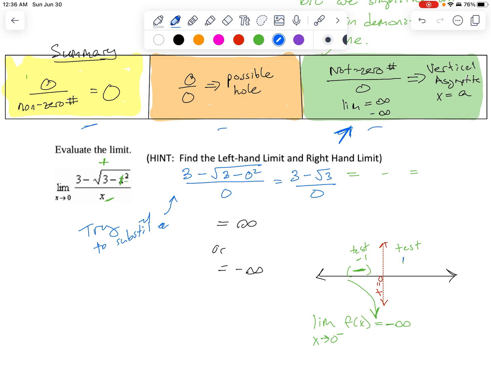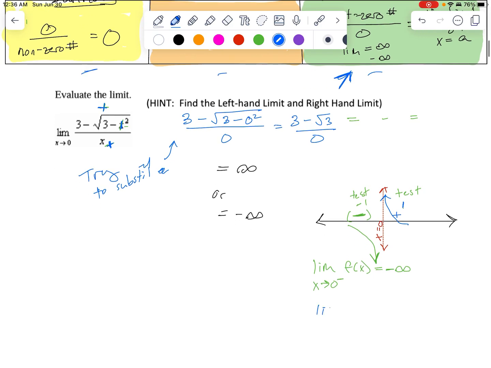Now let's test the right. So let's test a +1. So I'm going to put in a +1 here. I still get a positive number for the same reason as I did before, but now I have a positive denominator, plugging in 1 for x. So if this is now positive, then this asymptote must be going to infinity, so it looks something like that. So that tells me that the limit of f of x as x approaches 0 from the right is positive infinity.